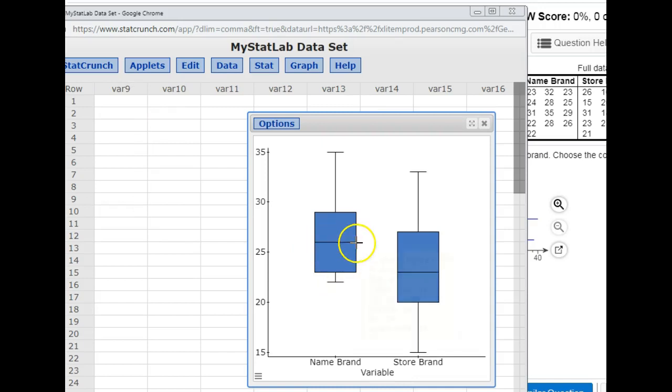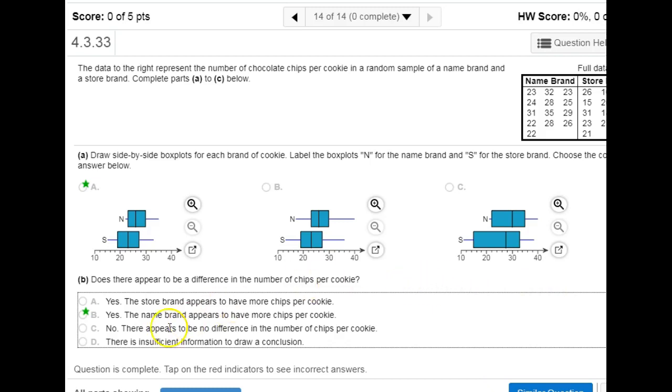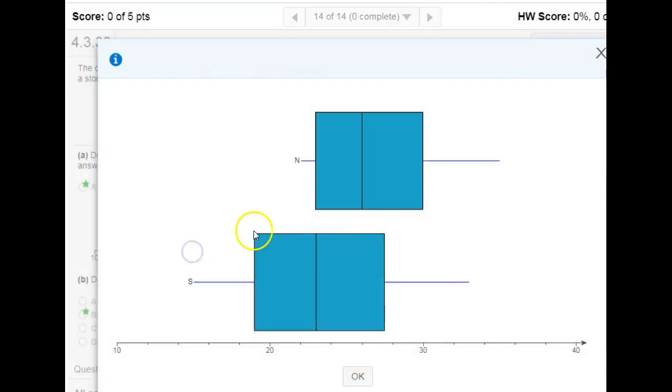But the median value, shown with this bar here, you can see the name brand seems to be much higher. Its whole box appears to be higher, and the median's higher. So it does appear that the name brand has more chocolate chips per cookie as compared to the store brand. And for part A, when making sure you get the correct graph, you can pay attention to where those medians are.